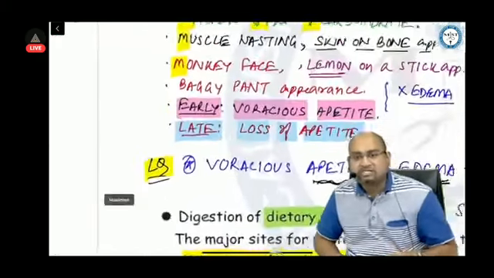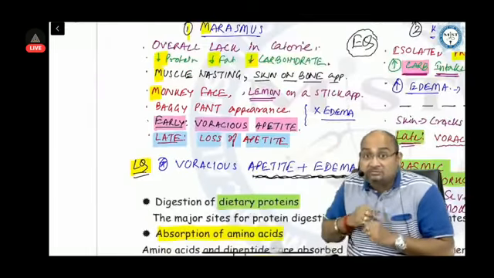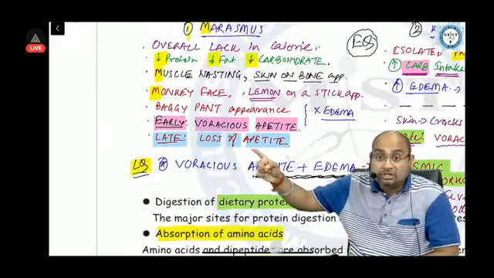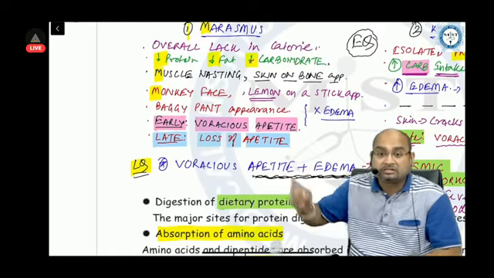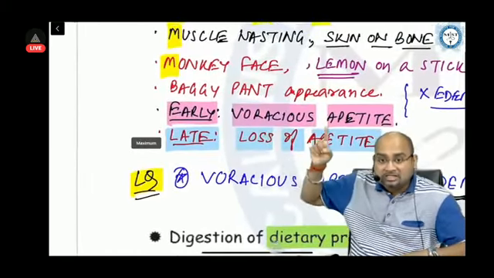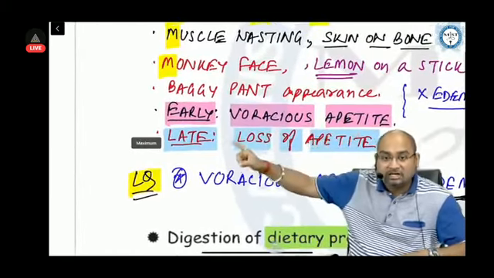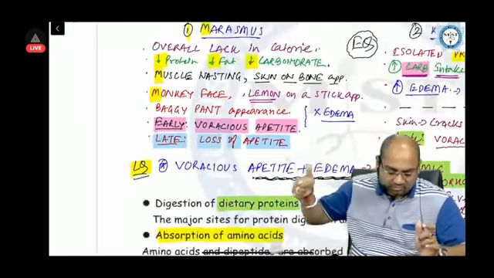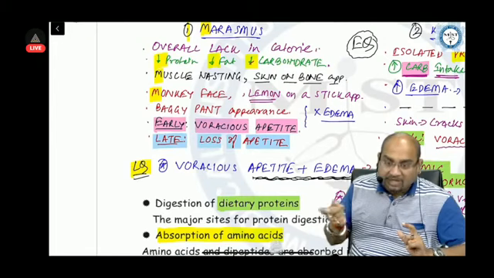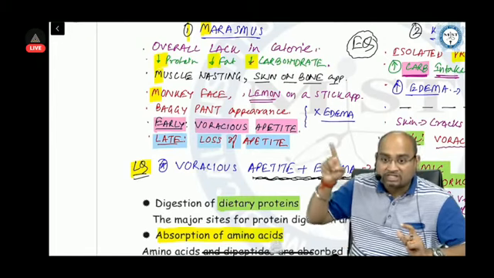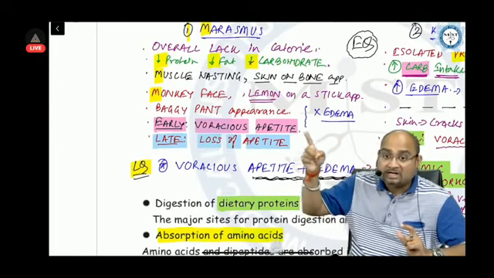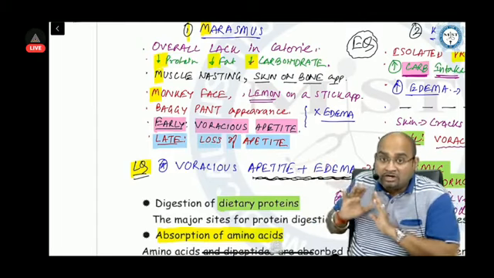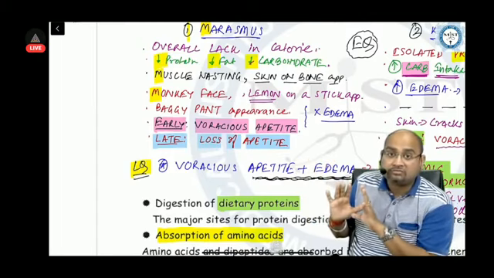Early stage: voracious appetite, but if they get adapted to survive with a low level of food, we can also see loss of appetite. Yes, early stage voracious appetite, late stages loss of appetite. Please try to understand, very very important point. If the child came early to the pediatric OPD, you will see voracious appetite. If the child came 6 months or 1 year later, adaptation has already happened to survive with a lesser amount of food.